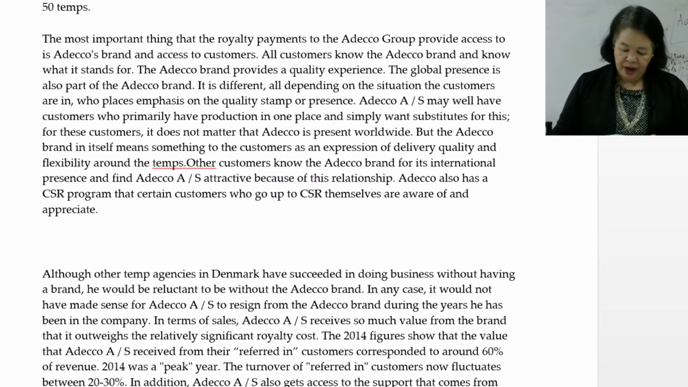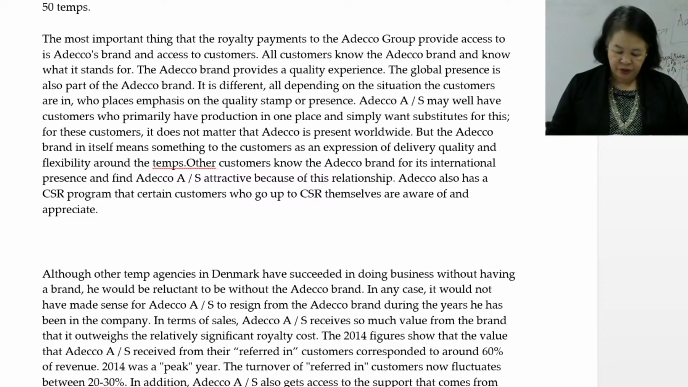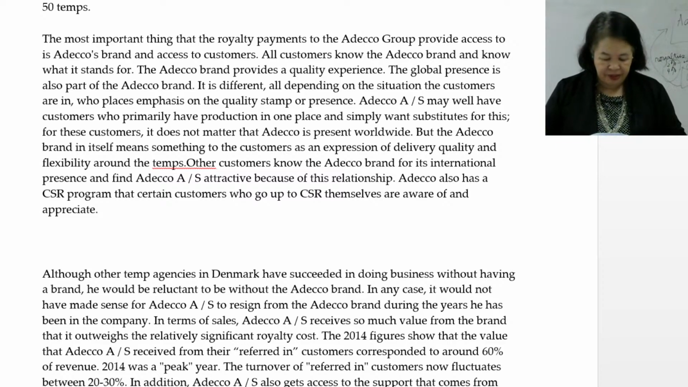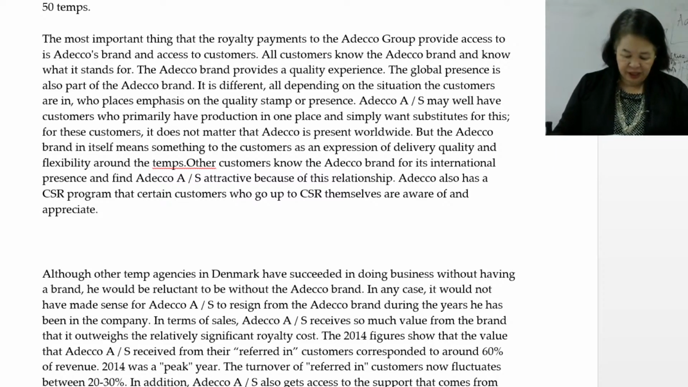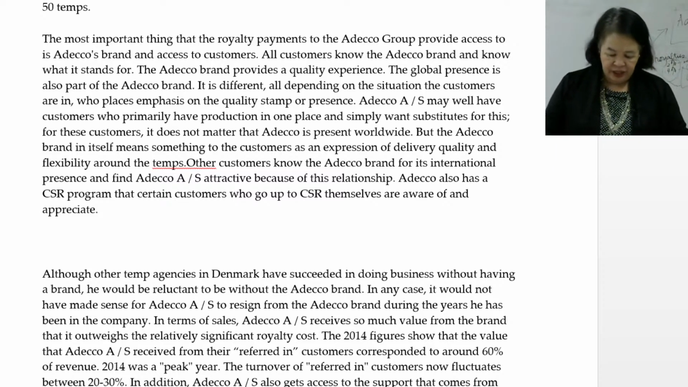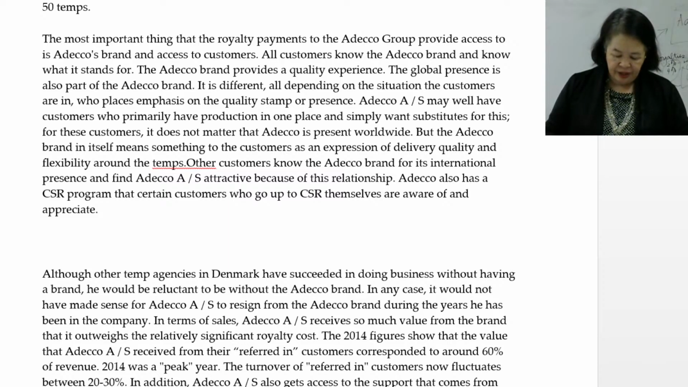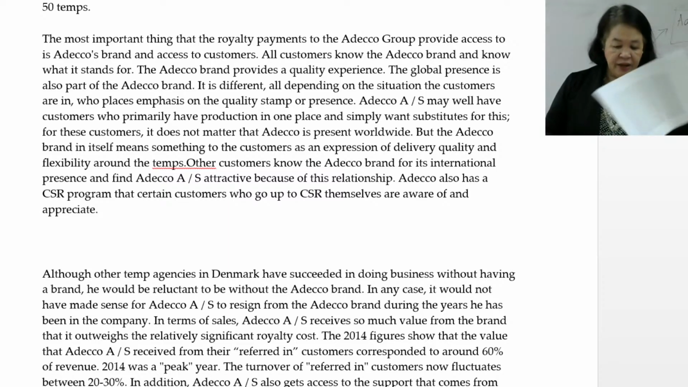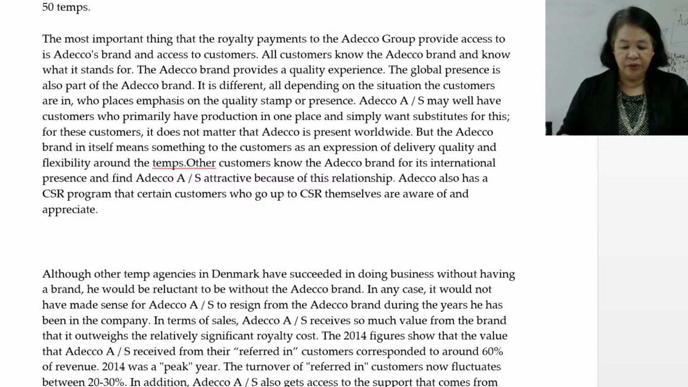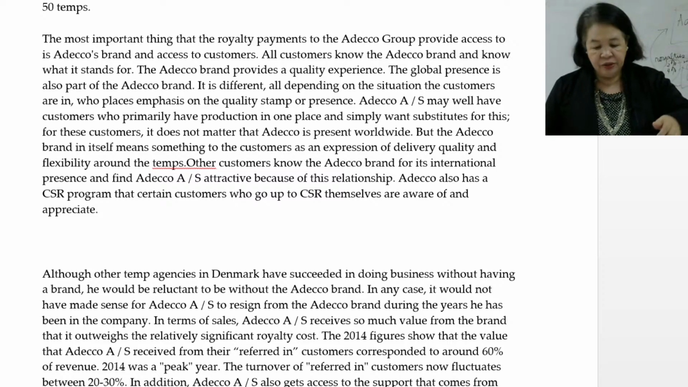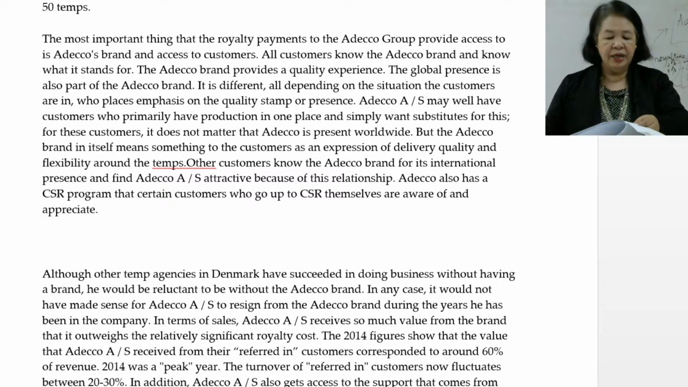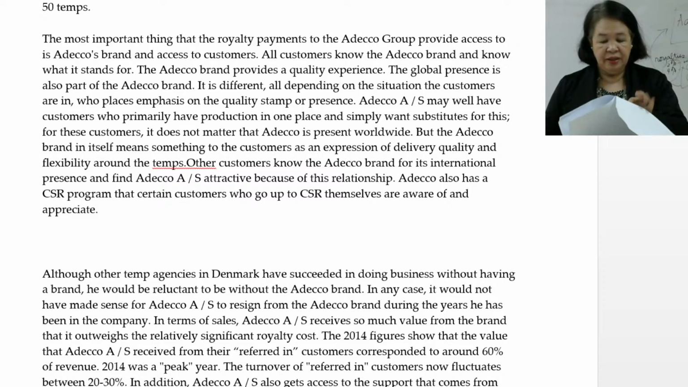He says the Adecco brand in itself means something to the customers as an expression of delivery, quality, and flexibility around them. Other customers know the Adecco brand for its international presence and find Adecco AS attractive because of this relationship. So Adecco also has a CSR program that certain customers who are into CSR themselves are aware of and appreciate.